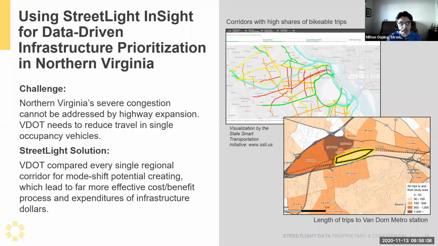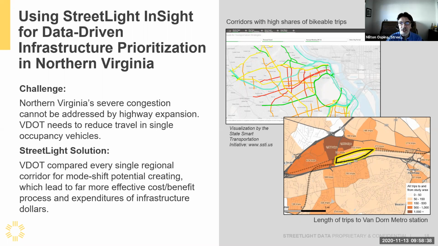A couple of case studies here, and then I'll do a quick demo. This is a project in Northern Virginia. One of the things Virginia DOT wanted to look at is, where are we spending our dollars? DOTs are supposed to be good stewards of the public monies. It's not just building roads and highways like it used to be. You really need to be much more precise on how you invest those dollars.